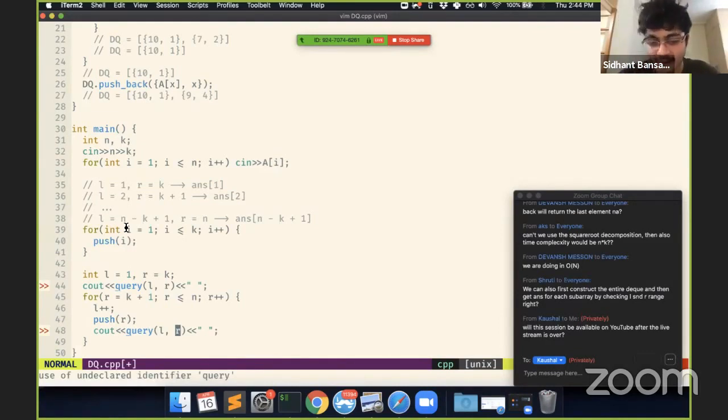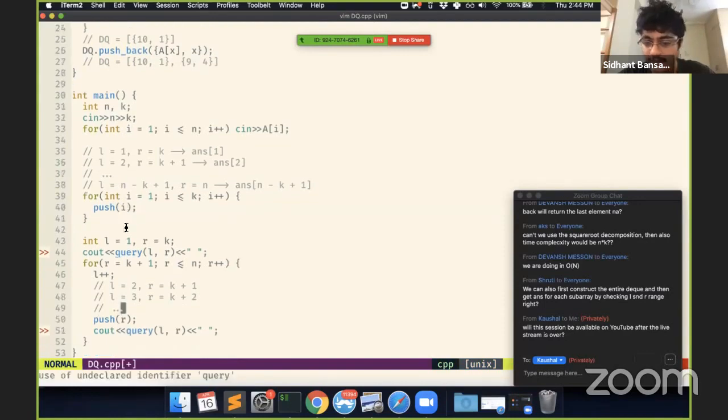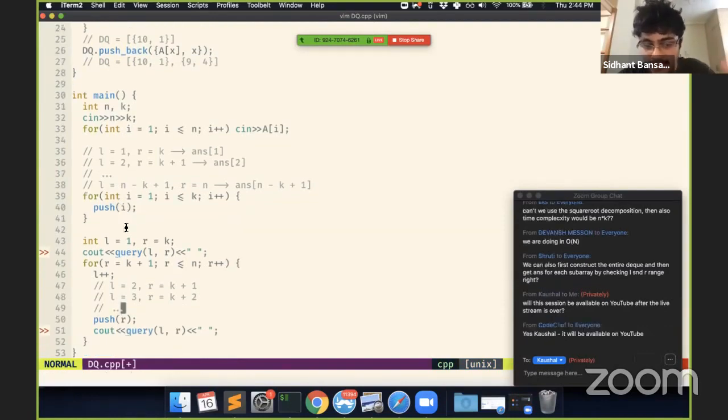So it's a sliding window. When I use the word sliding window, it means that L and R are both being incremented one by one. Here you can see L is 1, R is k. In the next iteration, L is 2, R is k plus 1. In the next iteration, L is 3, R is k plus 2, and so on. So every time, R is being incremented by 1 and we are pushing it again and again inside.